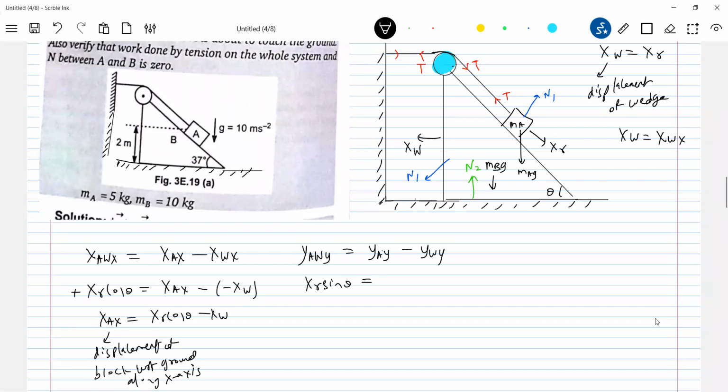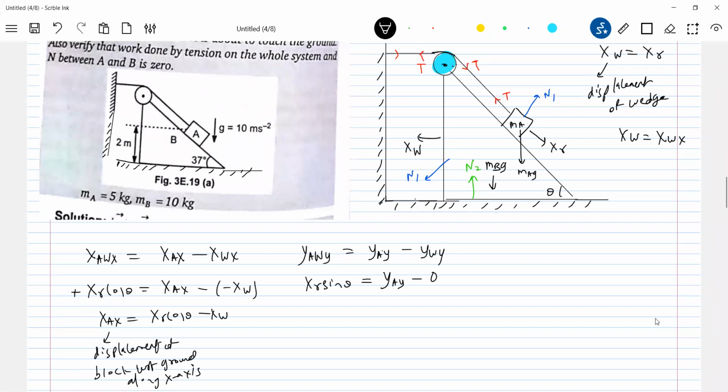And the wedge will not move along y-axis, no? So take this equation. Now we have this much information. What is y? Y means vertically down. X means horizontal direction. Let's come to the work done by the tension. Look at the tension acting on this one. T minus T cos theta.